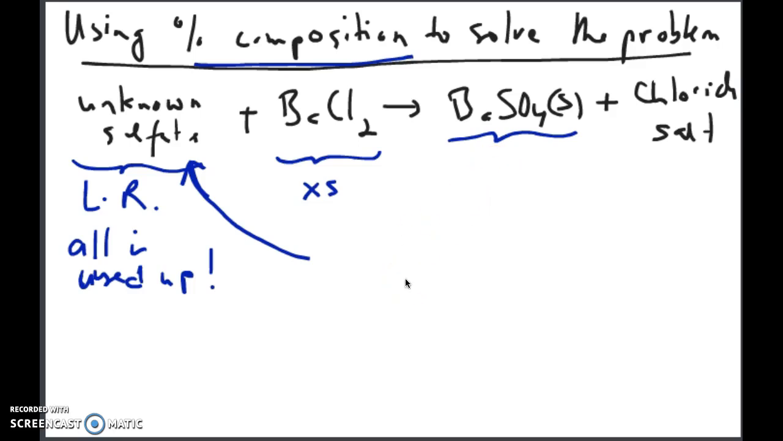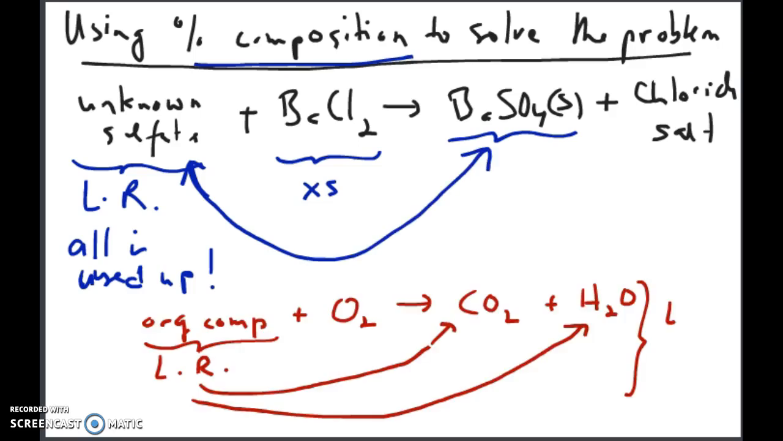So another way I can say this is to say all the sulfate in barium sulfate should equal the mass of sulfate in the unknown sulfate. So for example, if I have 1 gram of sulfate in my barium sulfate, I should also have 1 gram of sulfate in my unknown sulfate.